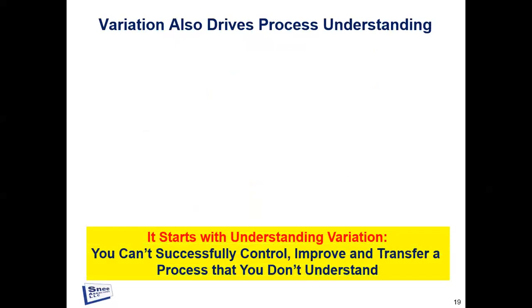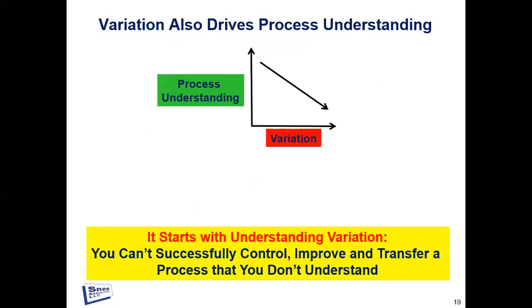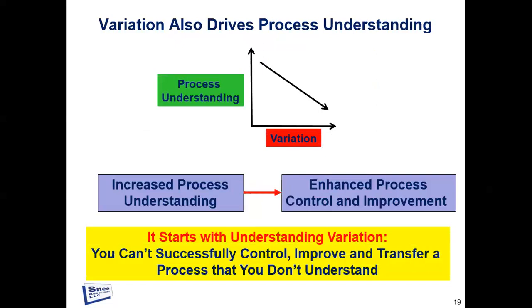So it all starts with understanding variation. As I mentioned earlier, you can't control, improve, or transfer a process that you don't understand. So as variation increases, your process understanding decreases. So that's a good thing to keep in mind whenever you see a process that is highly variable, producing product which can't meet specifications and so forth. There's a very good chance that nobody really understands how that process operates.